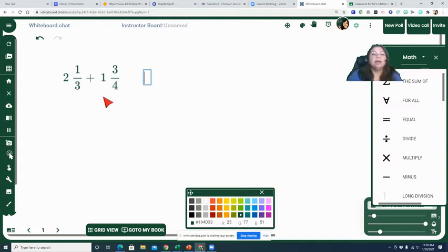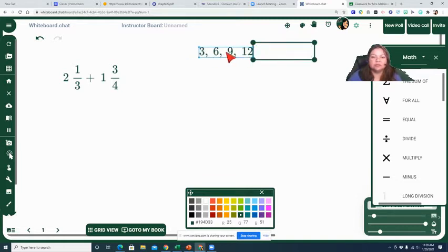And so I'm going to be adding these fractions, but I need to have the same denominator. So what I'm going to do is find the common denominator. You could do that in your head. Maybe you're already starting to know these, but if not, you write your multiples. So I'll go 3, 6, 9, 12. I'll stop right there and then move this over to this side.